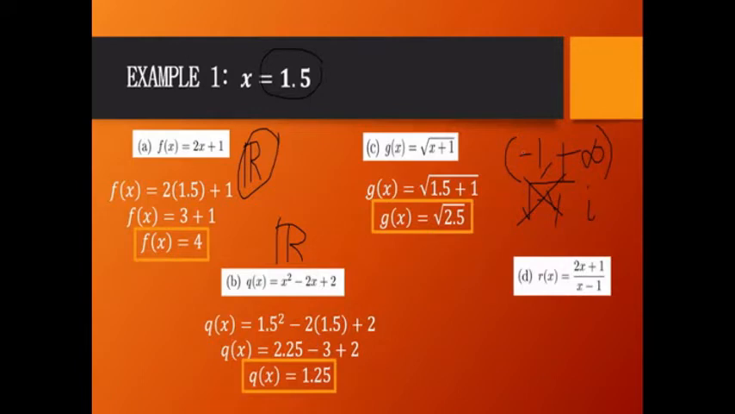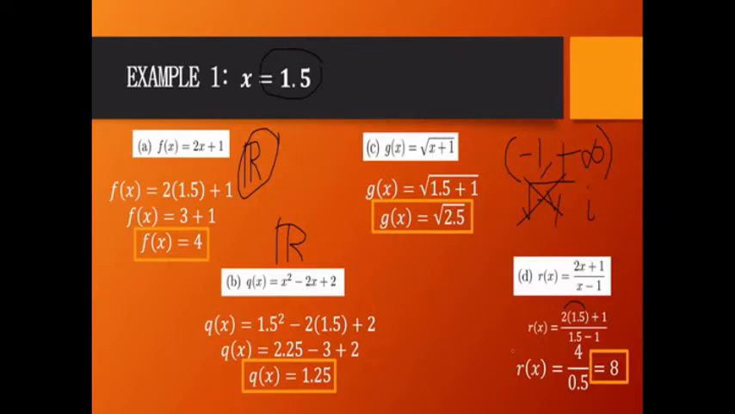Okay? Next, letter D. We have r of x is equal to 2x plus 1 over x minus 1. Substitute the value of x. So we'll be having 2 times 1.5 plus 1 divided by 1.5 minus 1. And then simplify. 2 times 1.5, that is 3, plus 1, that is 4. 1.5 minus 1, that is 0.5. And dividing these two, we'll be having positive 8. And this will be our final answer.